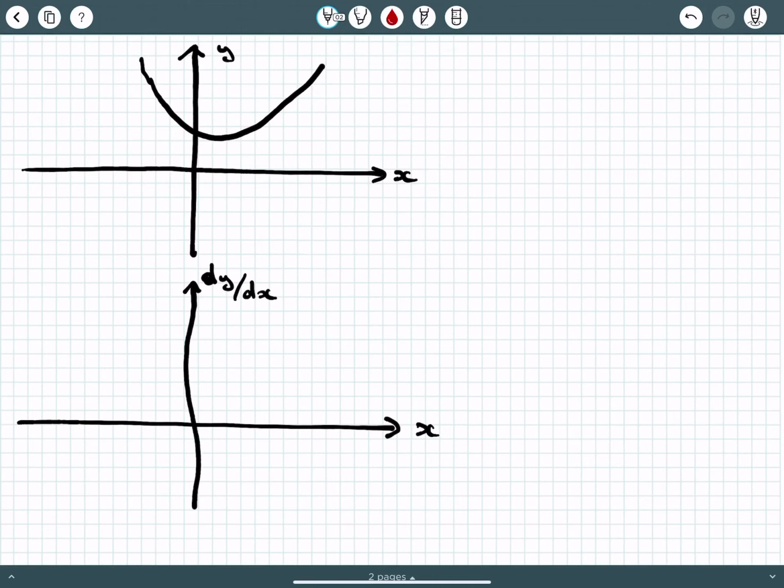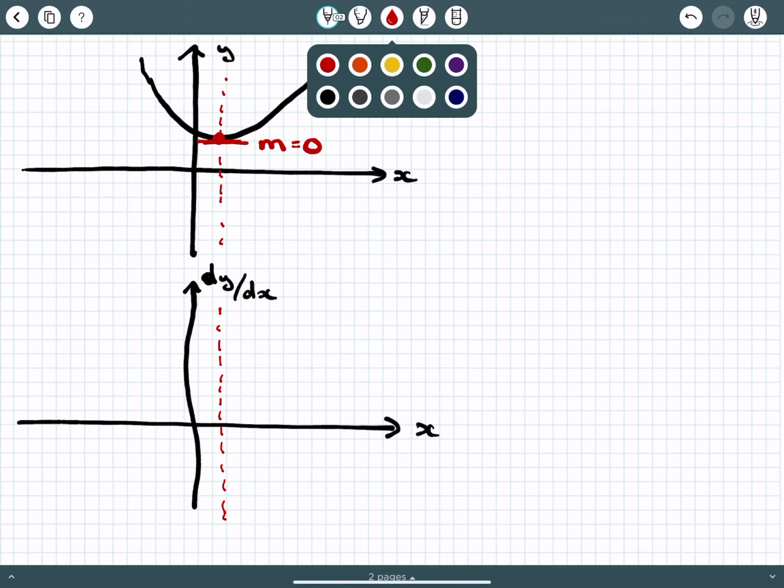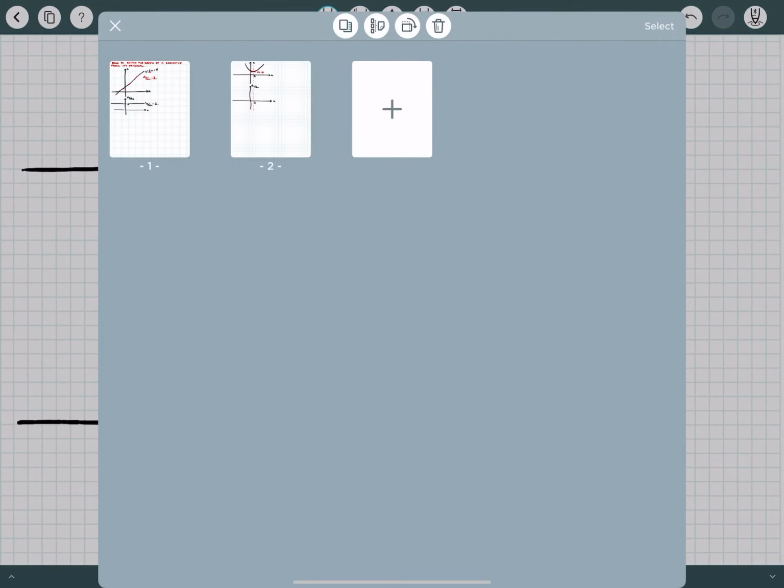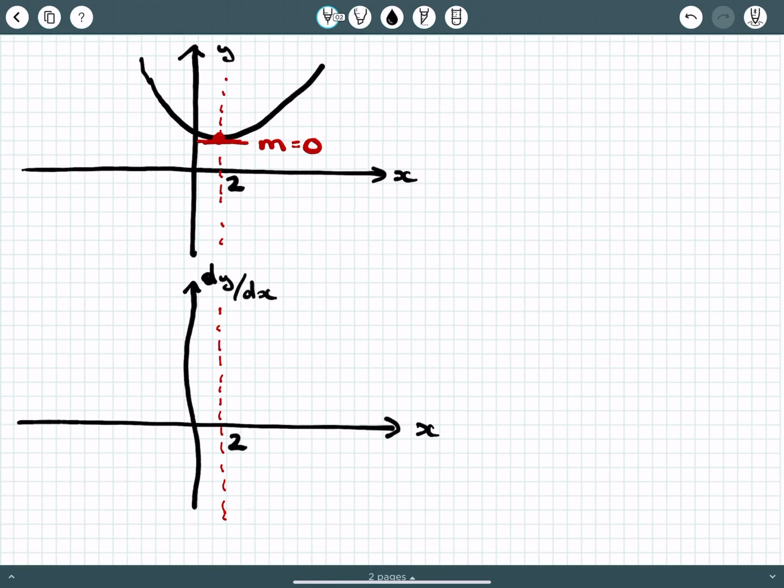Now there are some features of this curve that I want to highlight. One, in terms of the derivative, it's really important to find the turning point here, or the stationary point, because we know here that the gradient of the tangent is going to be 0. And if we bring that line all the way down, we could say that that point might be 2 or something like that. That would be x equals 2 in the dy dx axis.